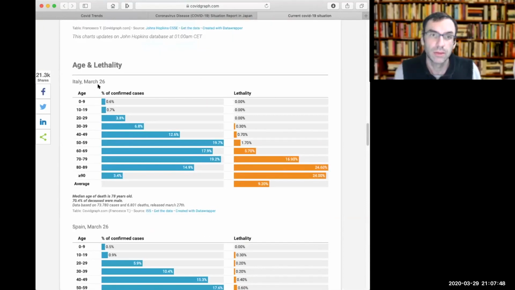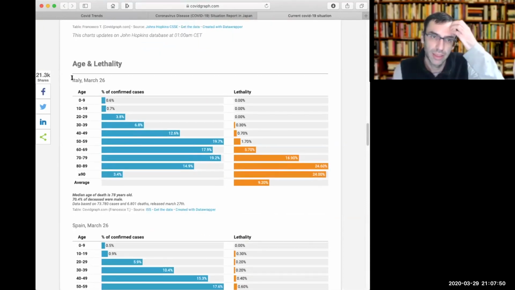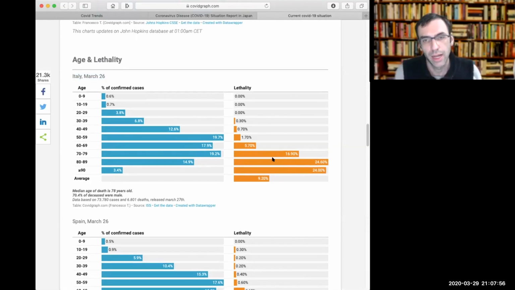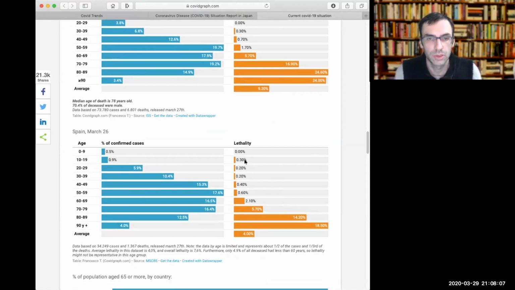So if we move down the chart, we see we have age and lethality. Now this is done by different countries. So this is Italy on March 26th, and we can see that there are a large number of people who are dying at the higher ages. And Italy has an aging population, so the number of confirmed cases is skewed, and we will see more people in the higher range of age, and we'll also see more deaths of those ages.